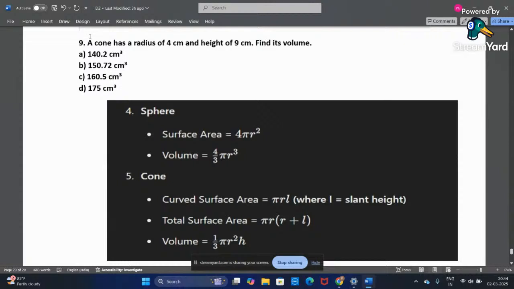A cone has a radius of 4 centimeter and height of 9 centimeter. Find its volume. The volume formula is 4 by 3 pi r cube. So substitute all the values in this and find the answer. Just tell me the final answer for this by using the formula.